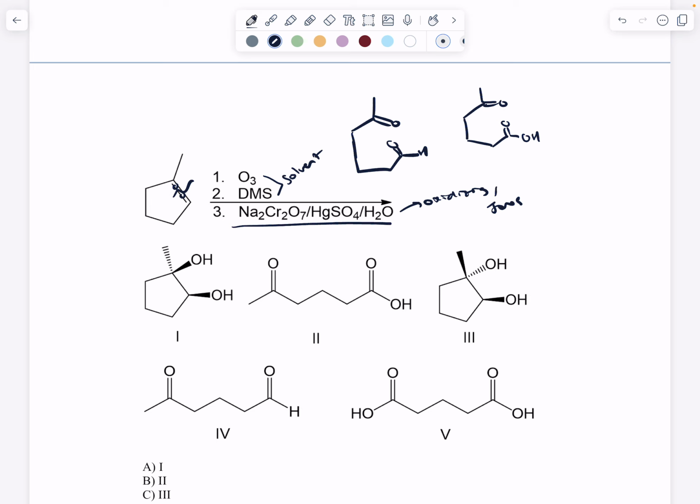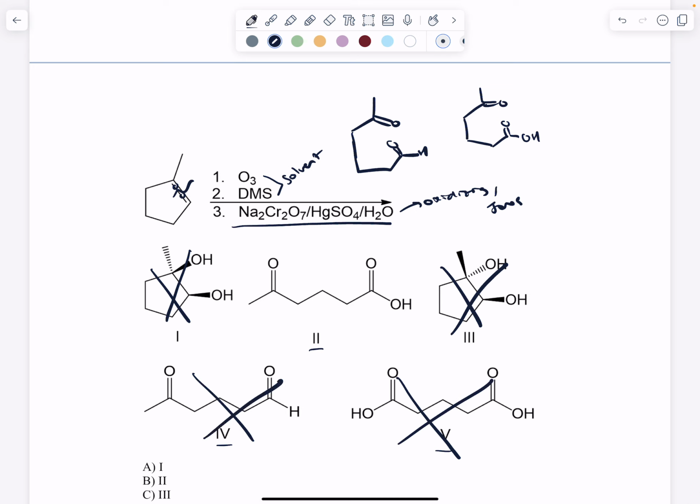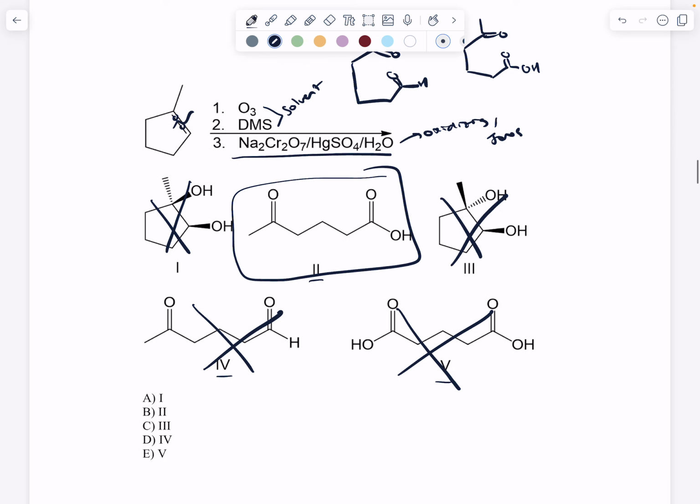So what I'm looking for to eliminate answers quickly is, I know that's wrong because we cleaved that double bond. So it has to be 2, 4, or 5 just right away. I know both sides did not turn into carboxylic acid, so that's wrong. And I know the one aldehyde turned into a carboxylic acid, so that's wrong. So answer choice 2 is the right answer here.